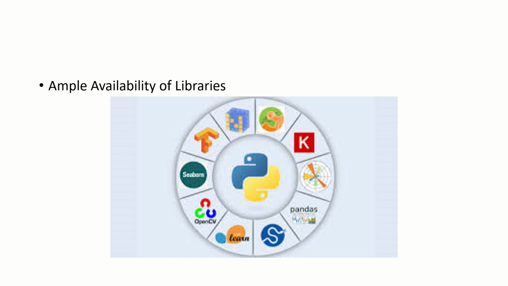Next, ample availability of libraries. In Python, I have already discussed that it provides large standard libraries to solve a task. This advantage of Python is being used in our particular course, which is computational physics. In computational physics, we will be going to use several libraries for several solutions to complex problems.